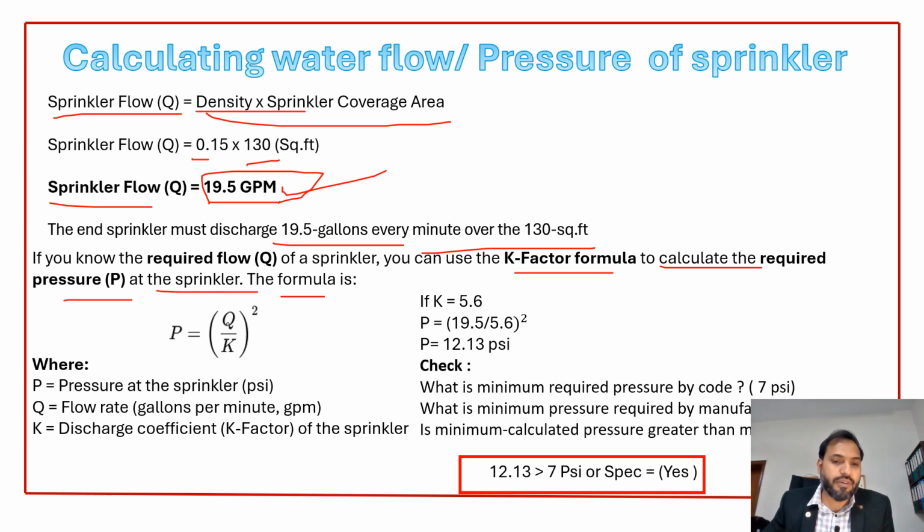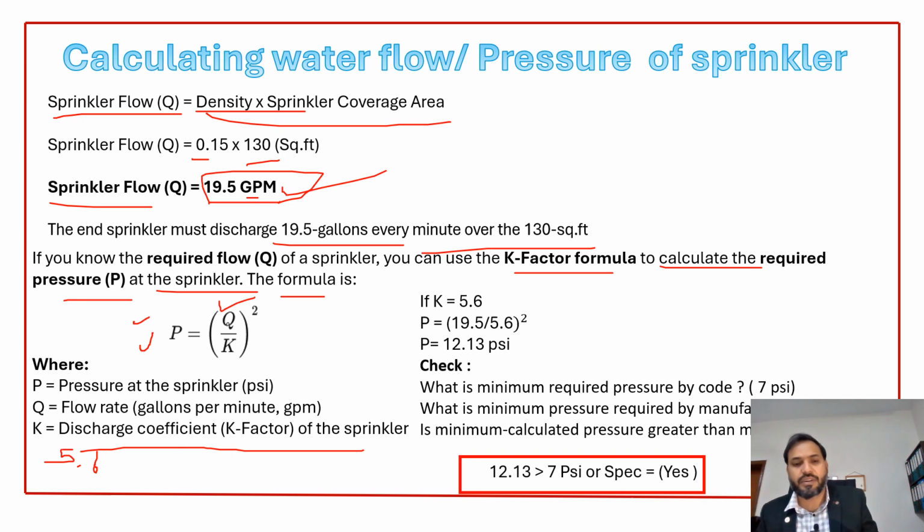So what is the formula? The formula is P equals (Q over K) whole squared. P is the pressure at the sprinkler, in PSI. Q is the flow rate in gallons per minute. K is the discharge coefficient of the sprinkler. The manufacturer can provide you the K factor of the sprinkler. Mostly the nominal K factor is 5.6, so in this example we will consider a K factor of 5.6.